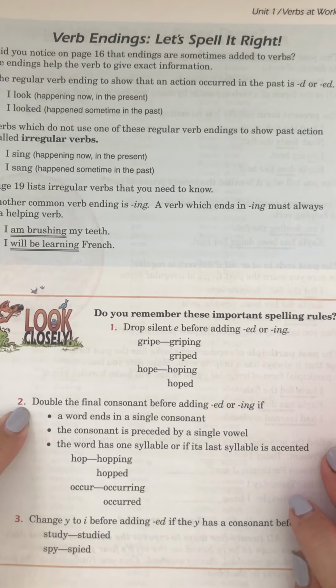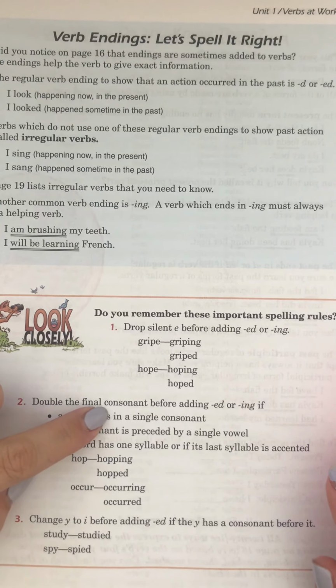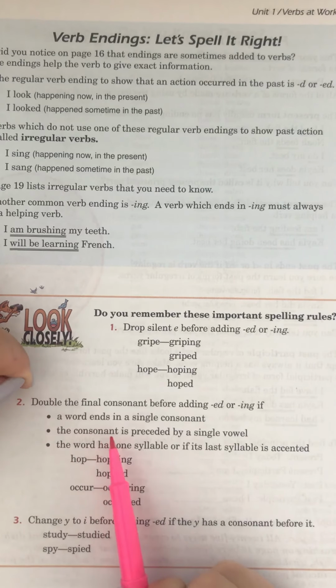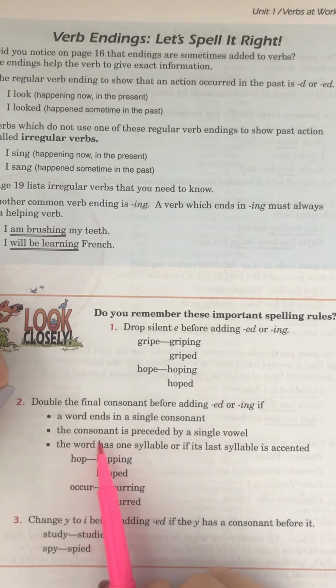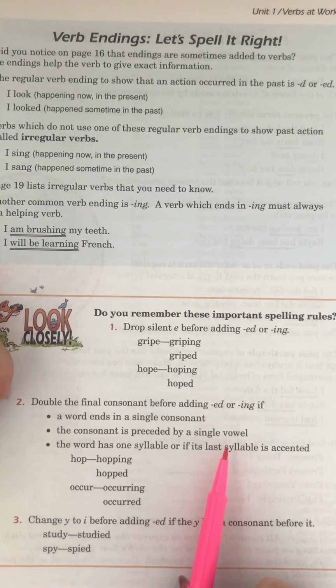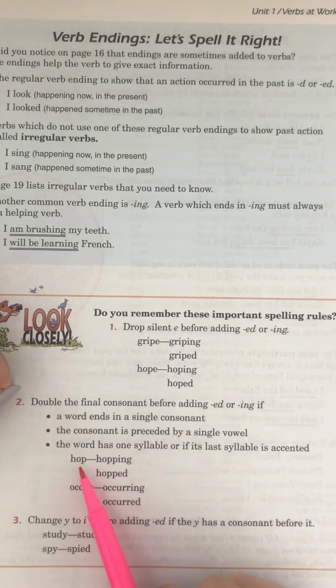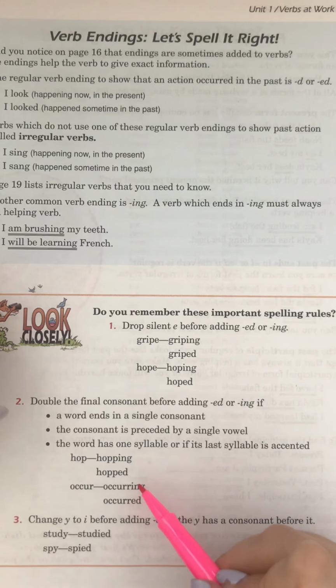For number 2, it says double the final consonant before adding ED or ing. If a word ends in a single consonant, the consonant is preceded by a single vowel, the word has one syllable, or if its last syllable is accented. Hop, hopping. Hop, hopped. Occur, occurring. Occur, occurred. Notice how it adds another consonant.